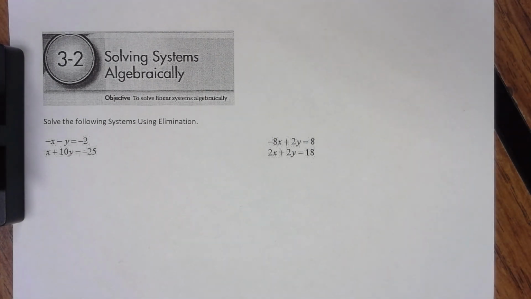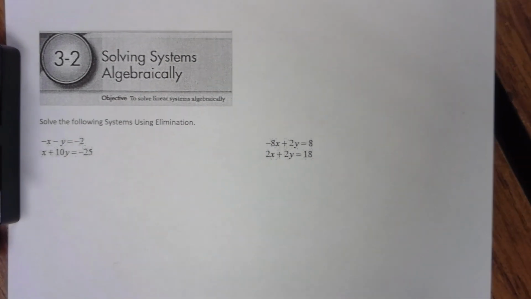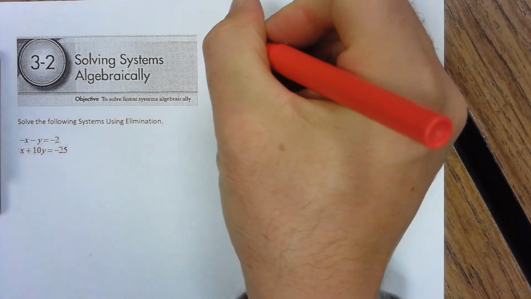So elimination, the name kind of tells us what we're working to accomplish. We're basically working to eliminate one of the variables by adding the two equations together. And that's exactly what we're always going to work to do, is add the equations and try to get the variables to eliminate.